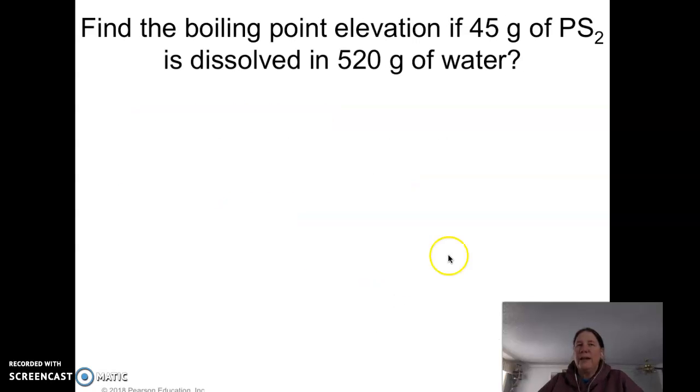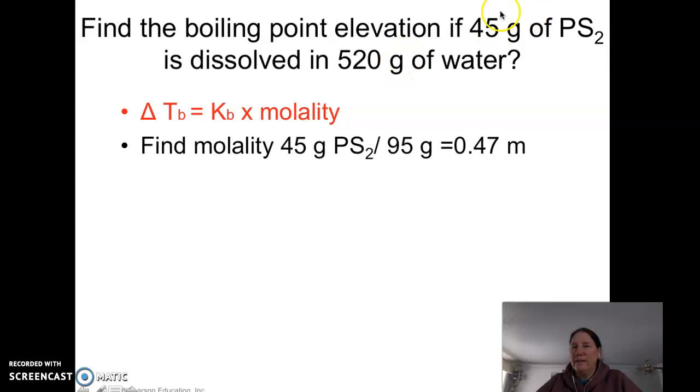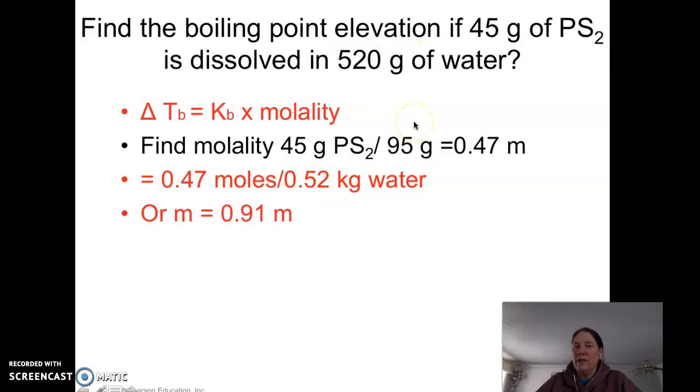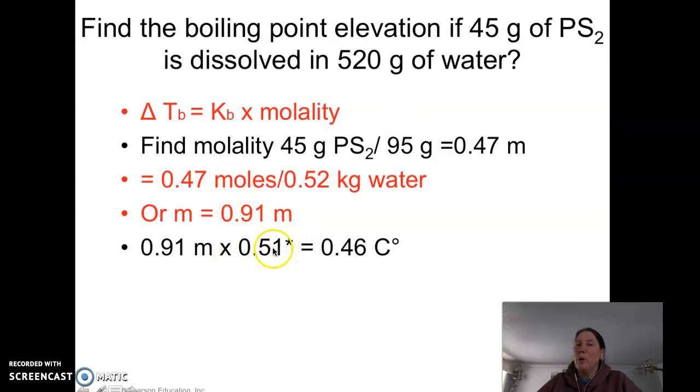Okay, so find the boiling point elevation. Now we're going to do boiling point. Same deal: constant for boiling times molality. So find molality. Take 45 grams of phosphorus disulfide and dissolve it in 520 grams of water. Take 45, divide by its formula mass, 95, and you get 0.47 moles. Divide by 0.52 kilograms, and now you have your molality. Then it's just one more step: multiply by the constant for boiling for water. So now instead of boiling at 100 degrees, it boils at 100.46.